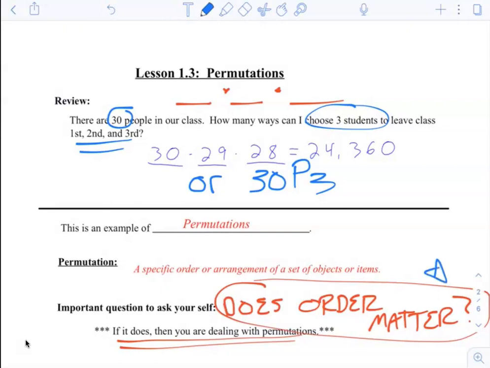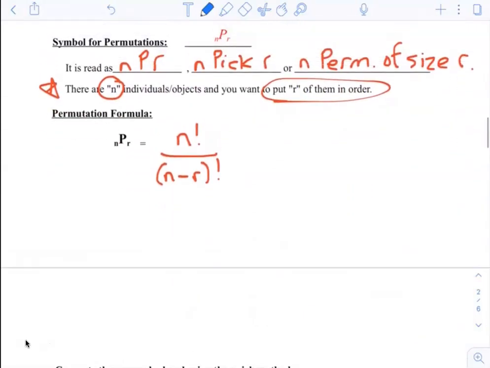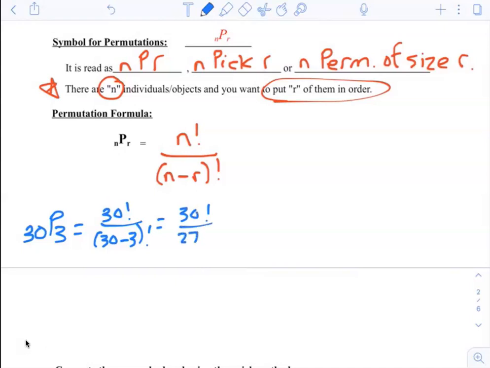Remember, if we're asking, does order matter, the answer to this question is yes. Leaving first is different than leaving second. Okay? So 30 picking 3, let's use the formula for that then. 30 picking 3, that would be 30 up top. Remember, the one on the left is N, over 30 minus 3 factorial. Well, that's 30 factorial over 27 factorial.